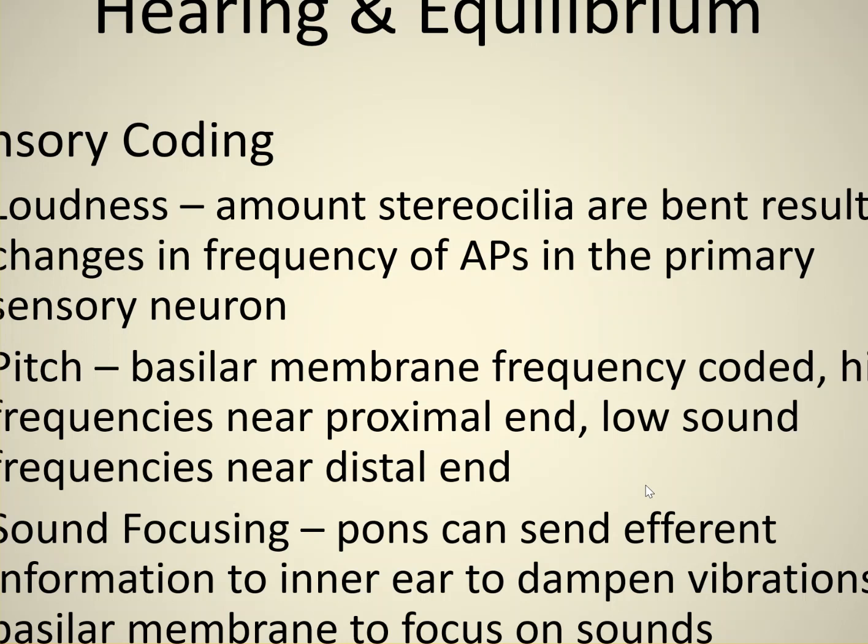High frequencies need a proximal end, low sound frequencies need a distal end. And that's how your brain distinguishes pitch, because of what part of the basal membrane vibrates. And then sound focusing. You've noticed this a little bit. You can focus your hearing. If you come into a room, say, and you hear somebody particularly speaking that you've heard before, you want to hear it, you can dampen the other sounds in the room just a little bit, and that is actually efferent information leaving your brain to dampen the parts of the basal membrane that you want to dampen.